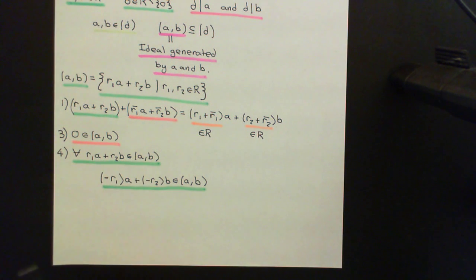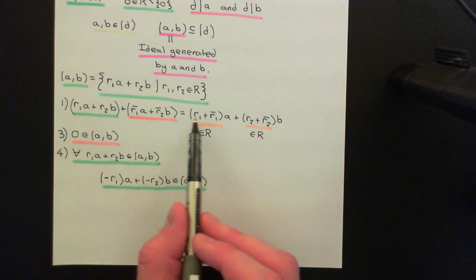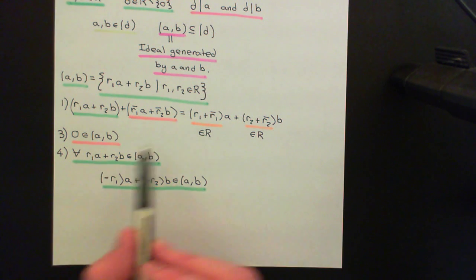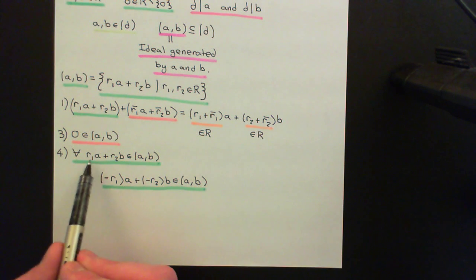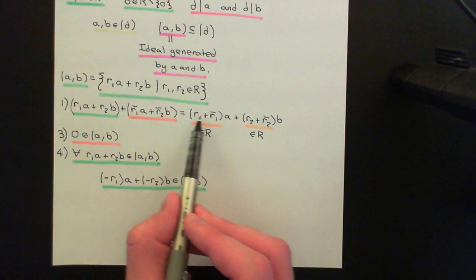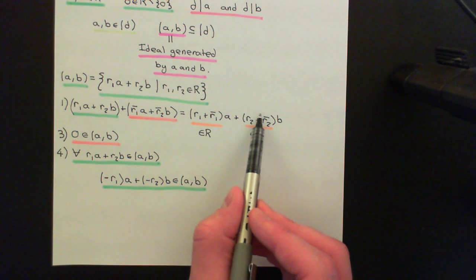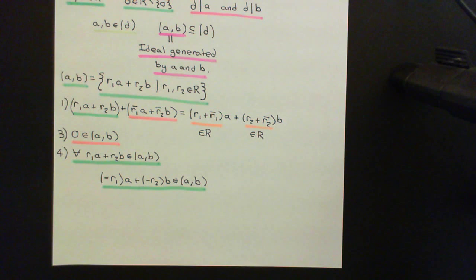Okay, and why will that be the case? Well, we know how elements of this form add together. They'll add together by getting the things that are in front of A added together, and then the things that are in front of B added together, and of course when R1 adds to negative R1 we'll get the additive identity here, and when R2 adds to negative R2 we'll get the additive identity here, so of course we'll end up with the additive identity. Okay, so that's why additive inverses are going to exist within this subset.